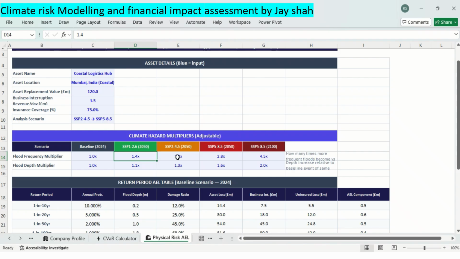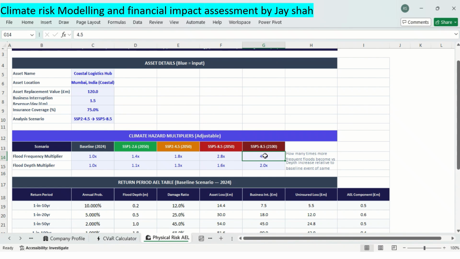Then SSP2-4.5, which is 1.8 frequency. A current 1 in 100 year flood becomes a 1 in 56 year event, and that is a significant uplift. The final scenario is 2.8 frequency. A current 1 in 100 year flood effectively becomes a 1 in 36 year event, and the last one becomes a 1 in 22 year event, which is severe and economically disruptive.